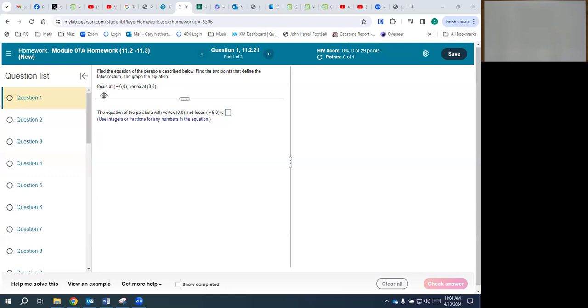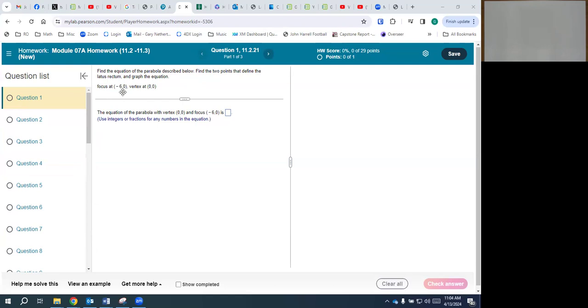So you can see this problem. Find the equation of the parabola described below. So they want us to find the equation, find the 2 points that define the latus rectum, and graph the equation. And here's information that we're given.